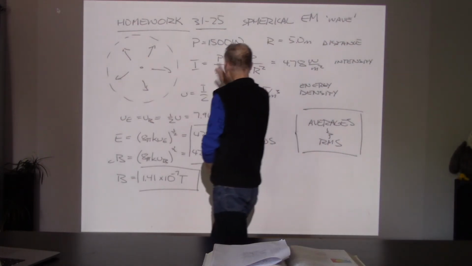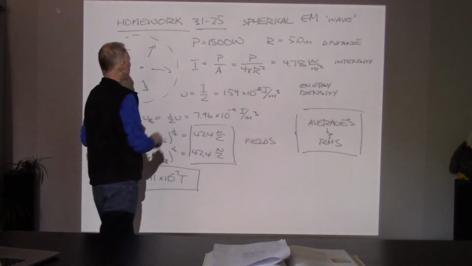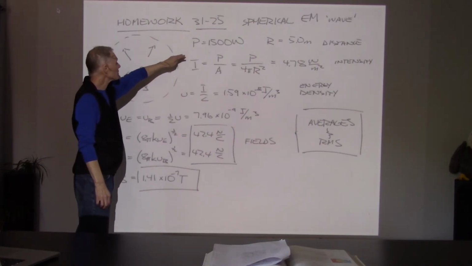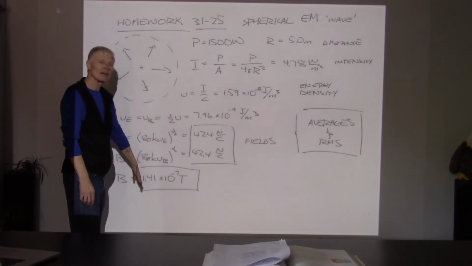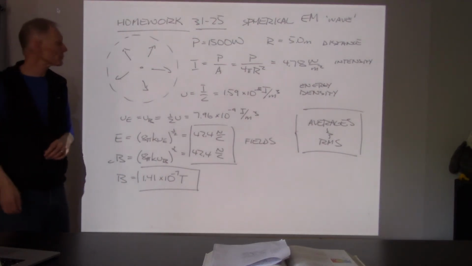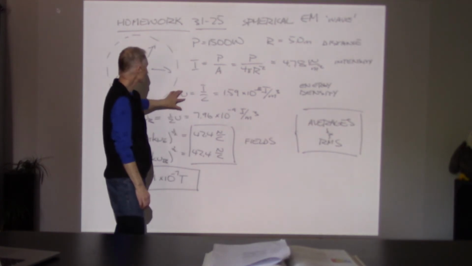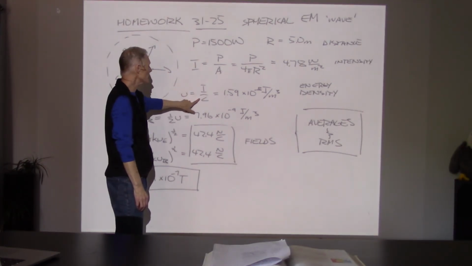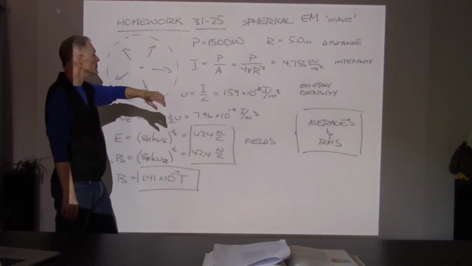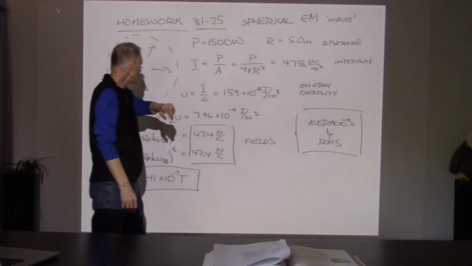Now, we can kind of go backwards through the formulas. We've been starting with fields and calculating intensity. This time we're going to start with intensity and work back and calculate the fields. So you just want to run the equations in the opposite direction. So to get the total energy density, I can take I over c. That gave me 1.59 times 10 to the minus 8 joules per cubic meter, and I wrote that down, energy density.